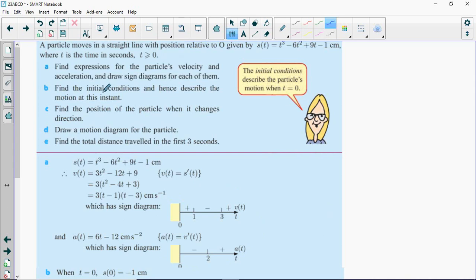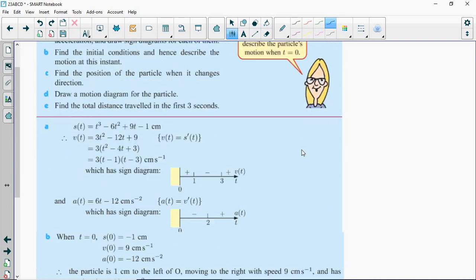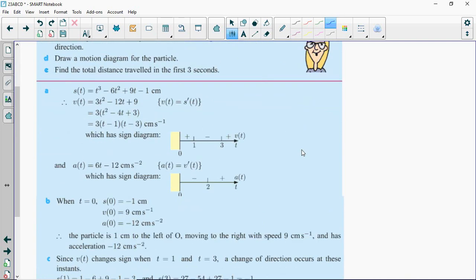Part B is asking us for the initial conditions. So we're just going to set t equal to 0, and then describe the motion of the particle at that instant. That just means we're going to give some statements about its position, its velocity, and its acceleration. So we see here, where is it located? It's 1 centimeter specifically to the left of the origin because its displacement function was -1. We know it's moving to the right because its velocity is positive, and specifically it's moving to the right at 9 centimeters per second. And then we also know what its acceleration is.